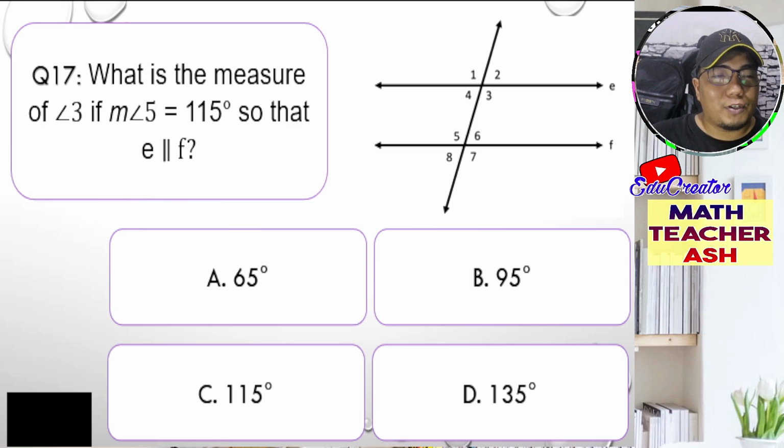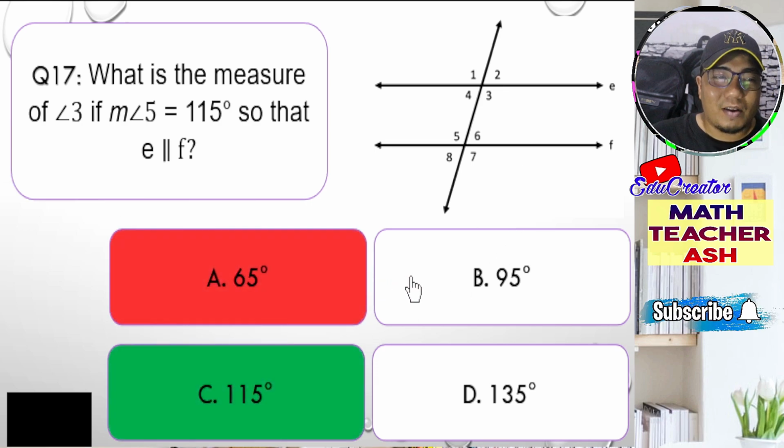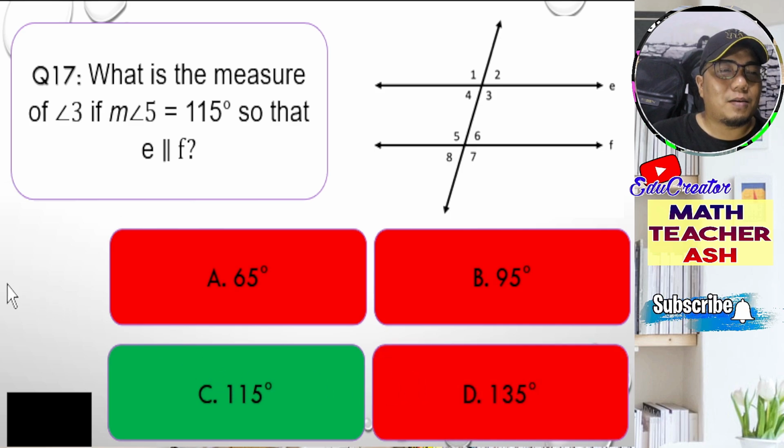Okay, math learners, for this question, another easy question. In order for these two lines to become parallel, angle 5 and angle 3, which are alternate interior angles, should become equal or congruent. Therefore, if angle 5 is 115, then angle 3 also needs to be 115. So the correct answer is letter C. Very, very easy. No need to solve, my dear math learners.